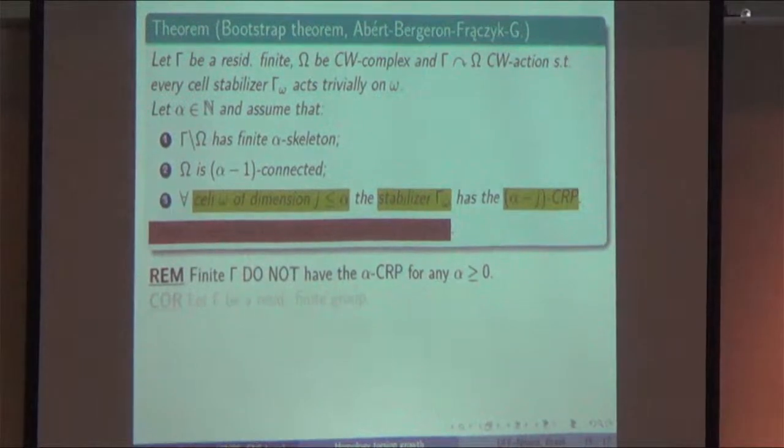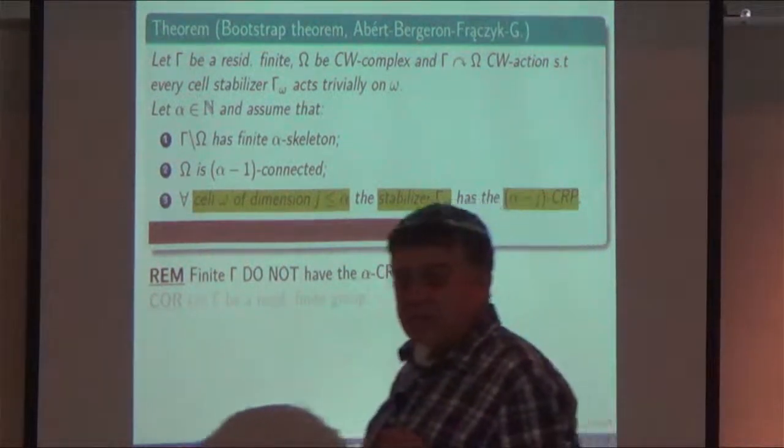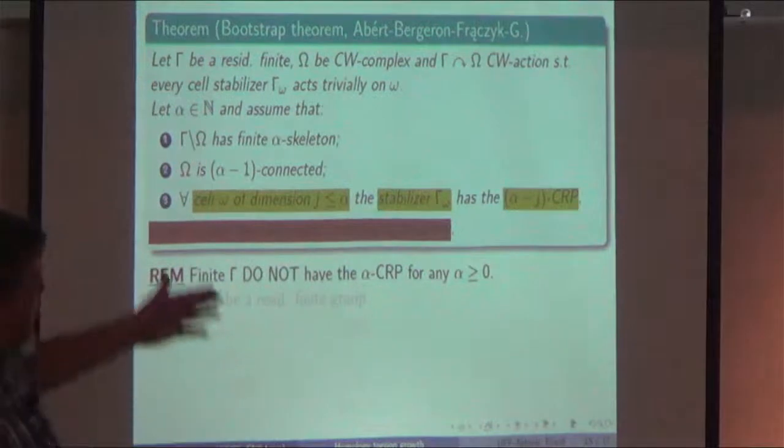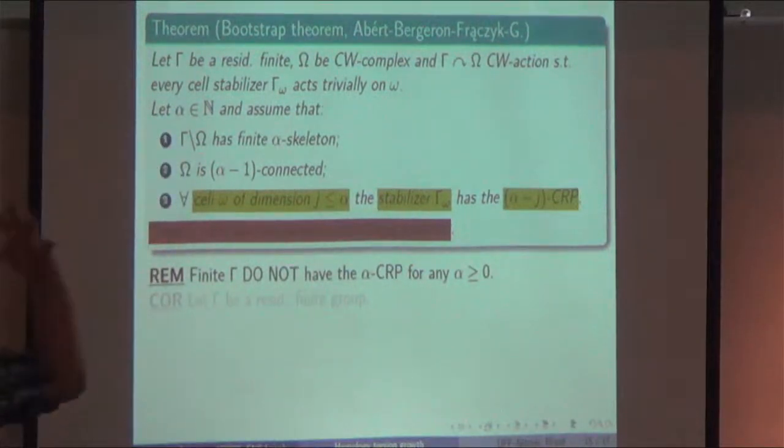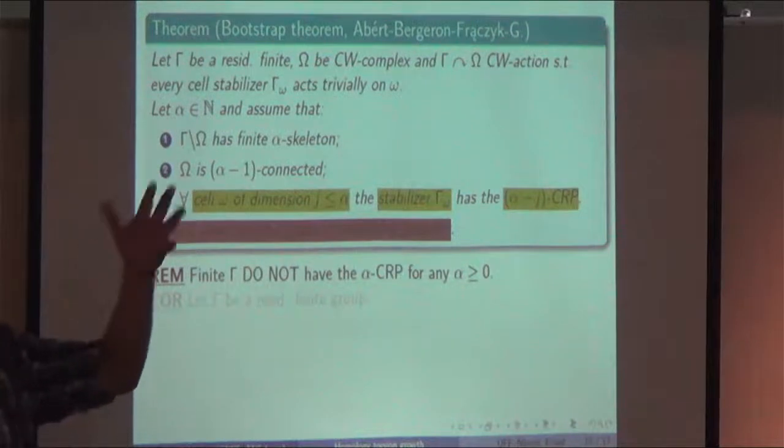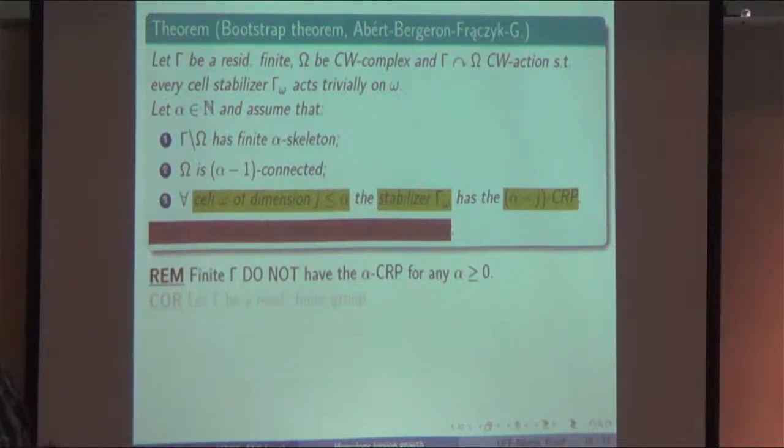Just let me mention that a finite group, in particular the trivial group, does not have the cheap rebuilding property. So for this theorem to be applied, we really need quite large stabilizers. For instance, if you have infinite abelian groups as stabilizers, Z to the D, this is good. You can get more information about gamma itself.